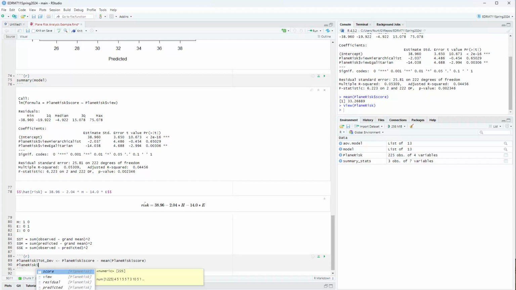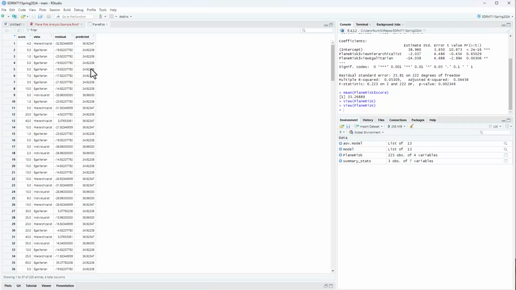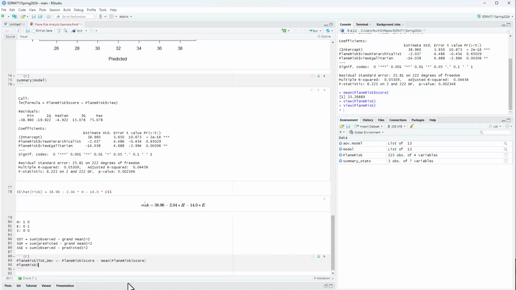And you might say, well, where are we going to get the mean for that group? Remember, let me show you again. Remember, it's right here. It's in the predicted. Okay? So that is the mean for the group.